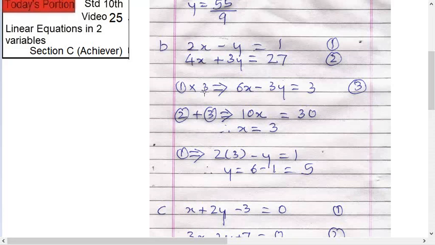Somebody can solve it 1 into 3, or somebody can do it 1 into 2 also. Then x will go and you try for y then. Okay, anyways, one and the same answer.